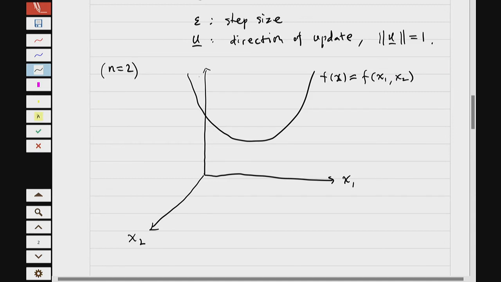Okay. Just to indicate that this is a 3-dimensional surface, I'm going to draw a circle like that. Okay. The optimum point, of course, is at the bottom right here. And this is a 2-dimensional function, so this 2-dimensional plane at the bottom is the 2-dimensional x space, right?